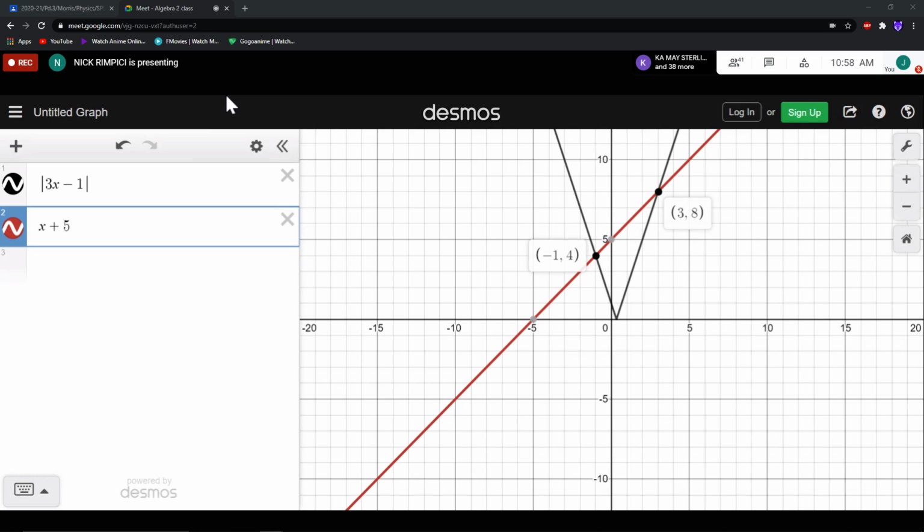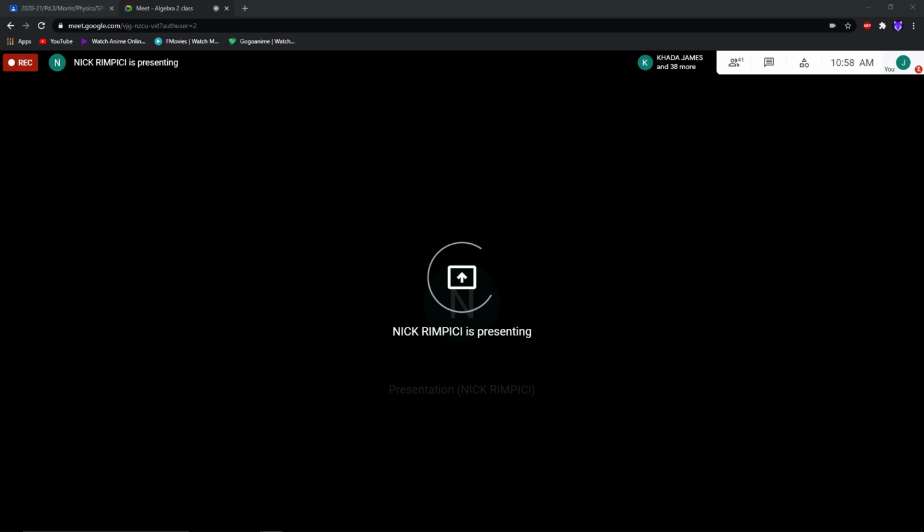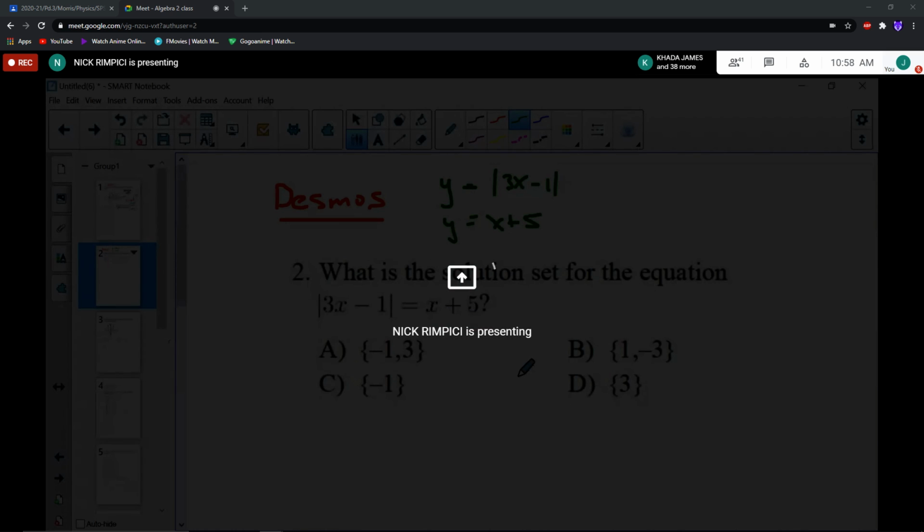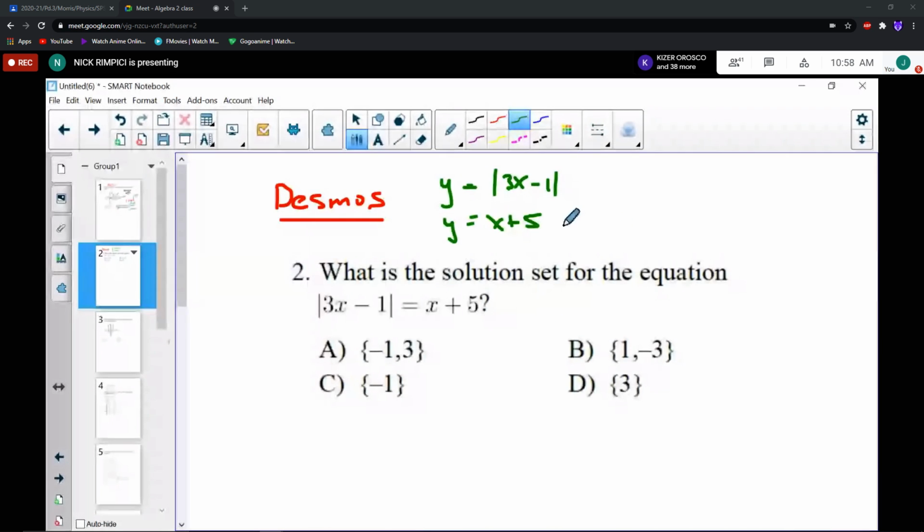Let me go back to my notebook, and I'm going to write down -1 and 3. So x could equal -1 and 3. I see -1 and 3 as answer choice A. It's right here. Okay, this is one way of doing it.